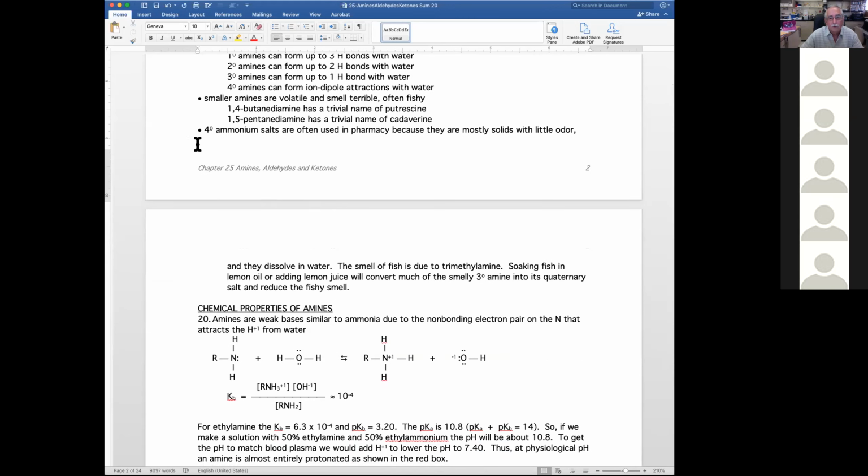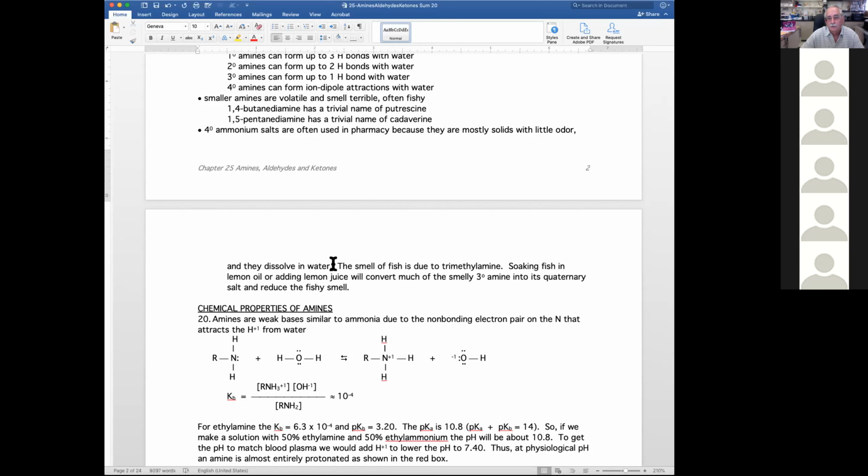What about the quaternary ammonium salts? Now, they are ionic substances, so they're more likely to dissolve in water. They're also more likely to be a solid because the attractive forces between them are ionic bonds. Okay?